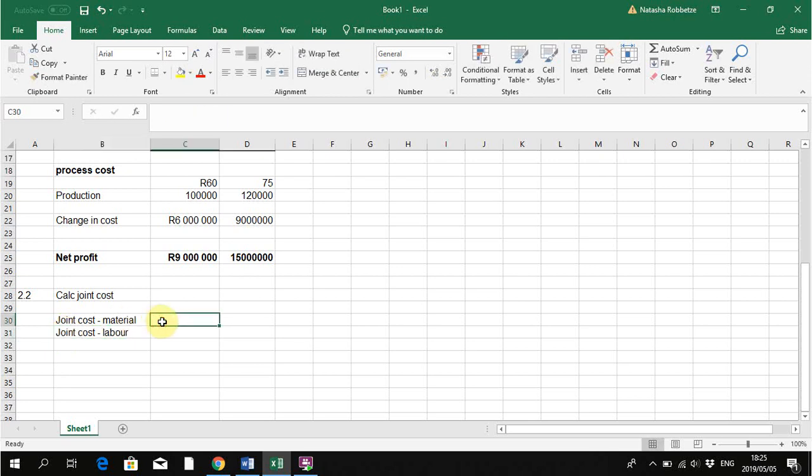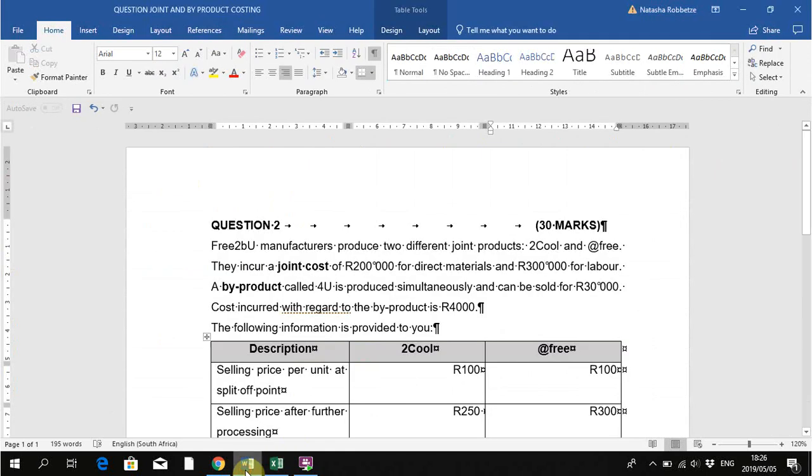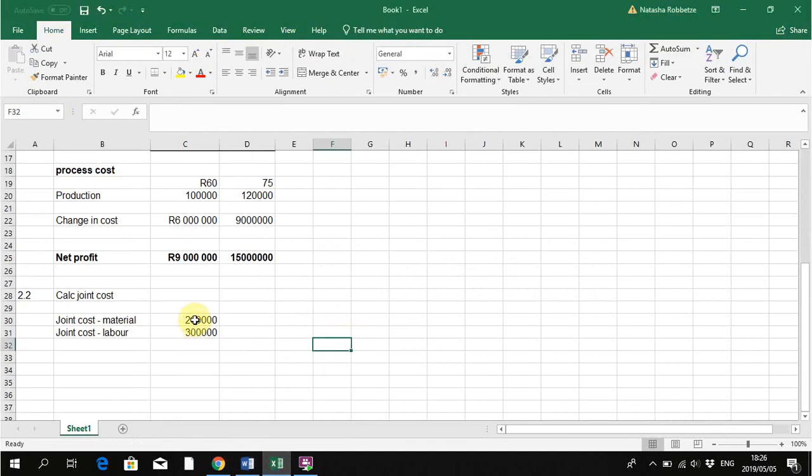Right, so it is 200,000 and 300,000 is given. But then you need to pay attention to the fact that there's a byproduct. So if a question does not contain a byproduct, you will simply add up these two joint costs and get to a total joint cost. But if the question contains a byproduct, it is important to remember that you need to go and minus profit on the byproduct.